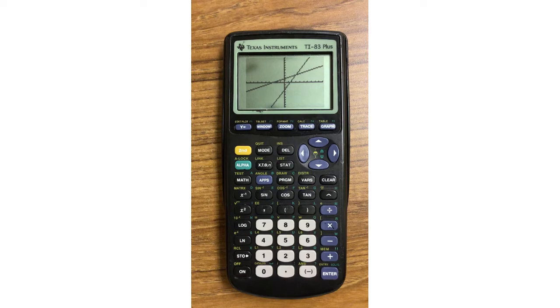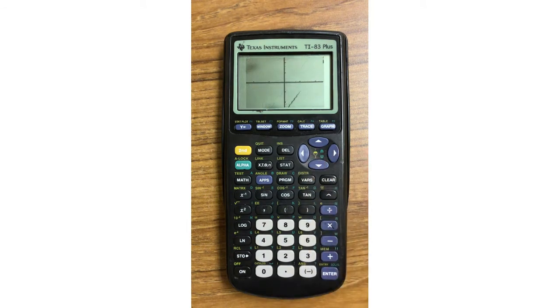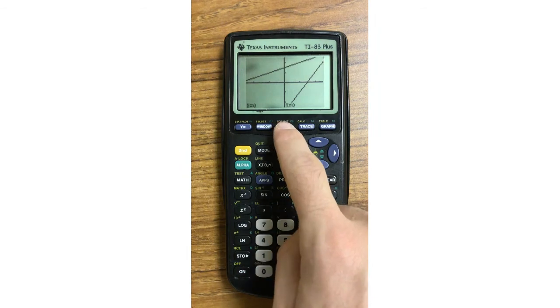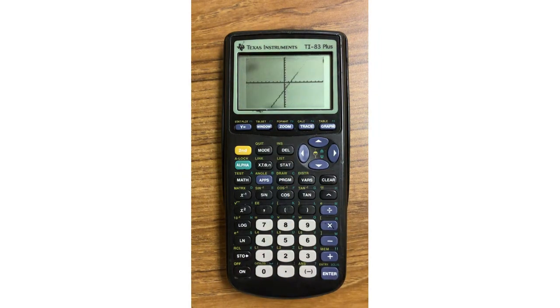Now, a few things that I just want to take into consideration. The first thing is if your graph doesn't look like this, let's say it's zoomed in really far and you can't see anything, right? What you would do is you would click zoom 6, and that gives you the standard view. All right, so that would be number 1.